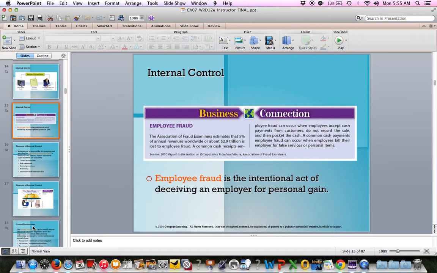Obviously, one big thing you're trying to prevent with good controls is employee fraud, right? You do not want your employees to steal from you, and you want to make it difficult for that to happen. So basically, employee fraud is an employee intentionally deceiving the employer for personal gain, okay? Ultimately trying to steal cash or resources or misuse them in some way.